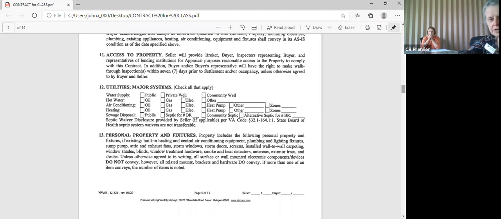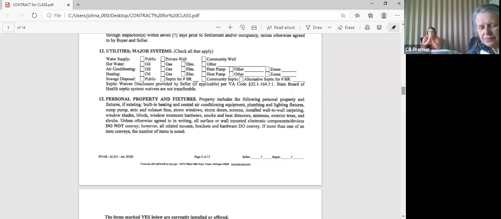Okay, down here at the bottom, it says, unless otherwise agreed in writing, all surface and wall-mounted electronic components and devices do not convey. However, all related mounts, brackets, and hardware do convey. If more than one of the item conveys, the number of items is noted. Now, when you're writing a contract, sometimes the buyer really wants that swing set. So you can write it in there, even if the seller didn't put it in the listing, and then the seller can decide. You can ask. All they can do is say no.